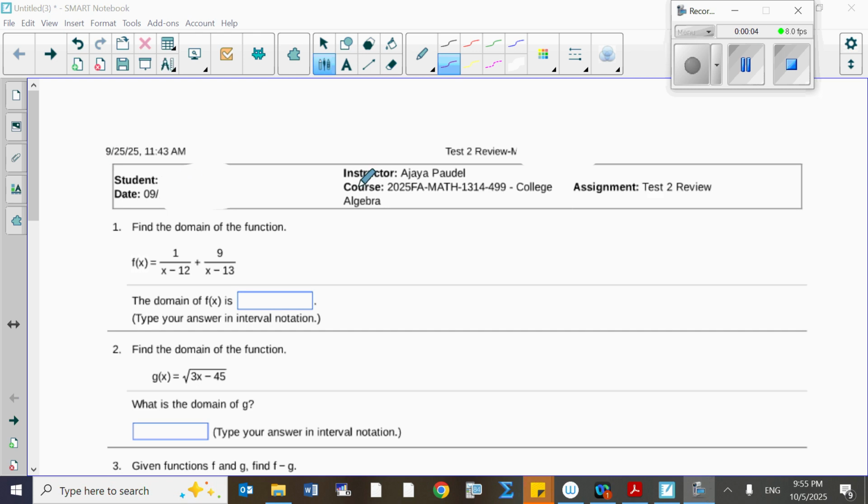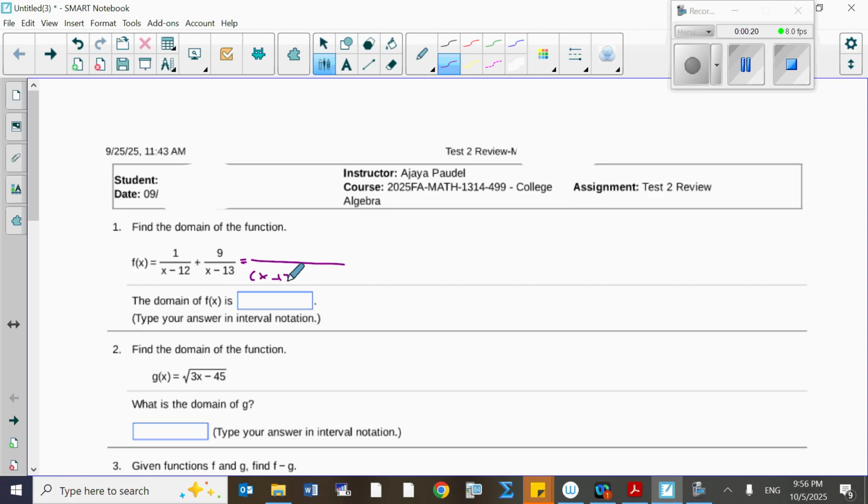Hi everyone, let's work on test 2 review together. First question is asking us to find the domain of the function. We have two fractions here, they're added together. To add these two fractions, we need to find the common denominator.